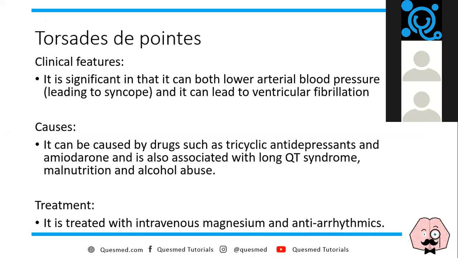So as we mentioned, it lowers your blood pressure. It can often lead to syncope, which is loss of consciousness, and VF. And it can be caused by certain medications, so it's really important to, again, take that drug history. But it can also be associated with a range of other things, such as long QT syndrome, malnutrition, and alcohol abuse. So IV magnesium is to prevent you having further torsades, and cardioversion is the most effective treatment to terminate torsades.